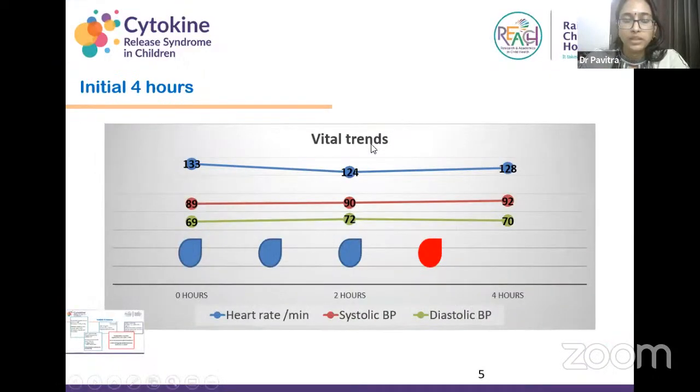If we can take a moment to look at the first 4 hours after his admission to ICU, what we can see is that he had already received 3 colloid boluses, despite which his heart rates tended to be high, and he continued to have this narrow pulse pressure.